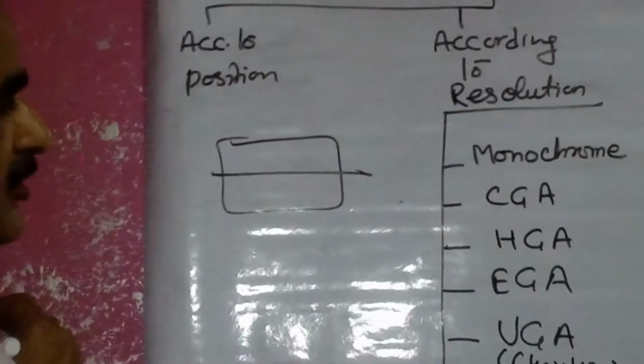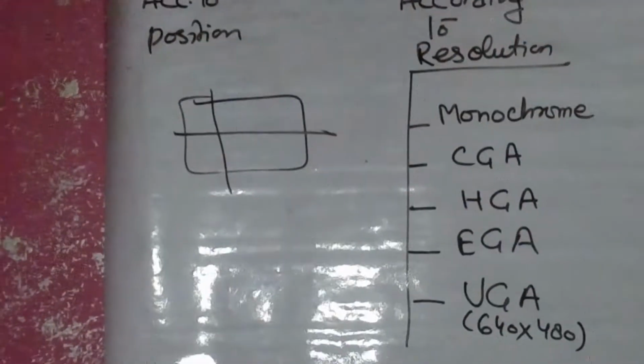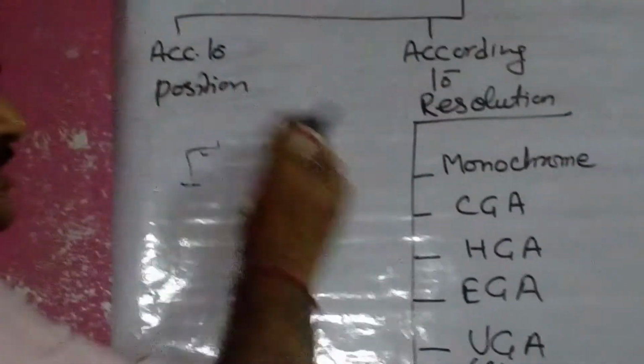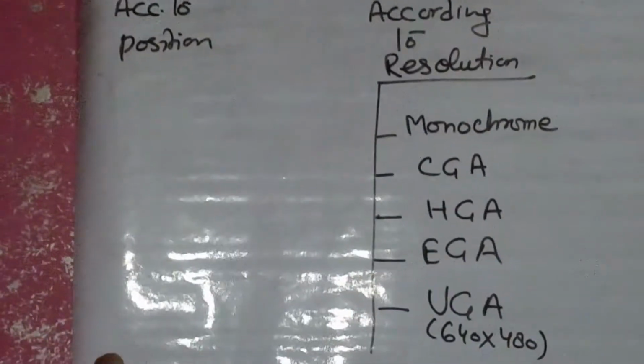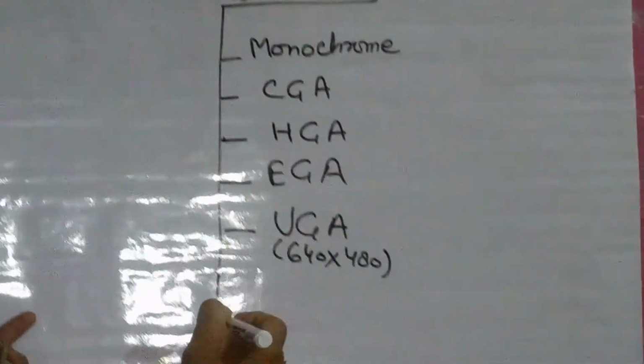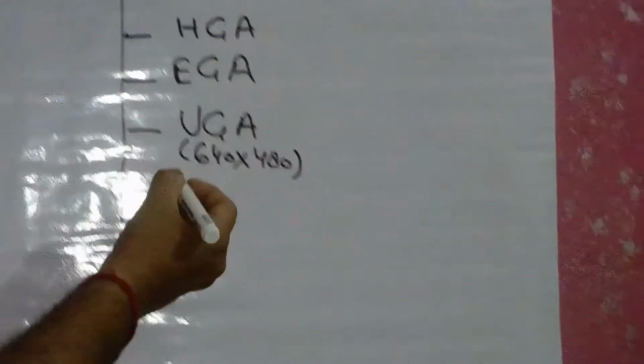640 pixels in the horizontal direction and 480 pixels in the vertical direction. Nowadays, VGA is the most popular monitor in use.